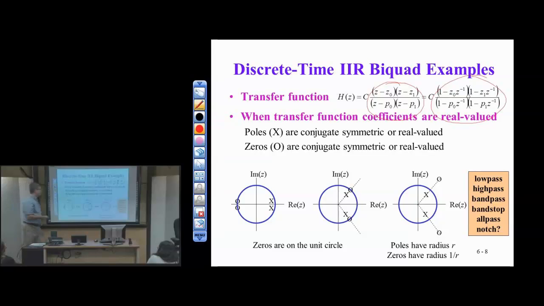This means that the poles are going to be either conjugate symmetric, that is to say they'll be in the form alpha plus or minus j beta. So there'll be alpha plus j beta, and alpha minus j beta. Or they're real valued, as we had seen in Lecture 6, Part 1.